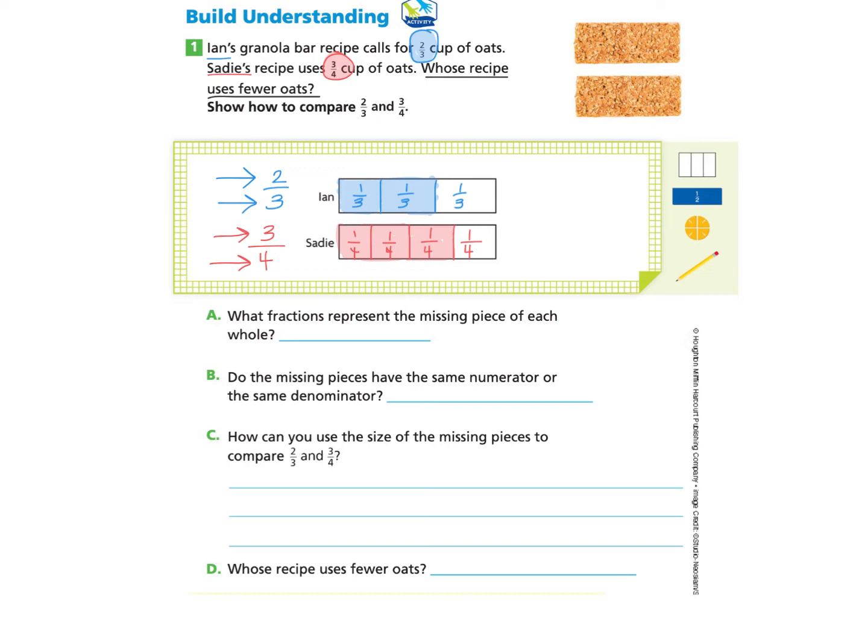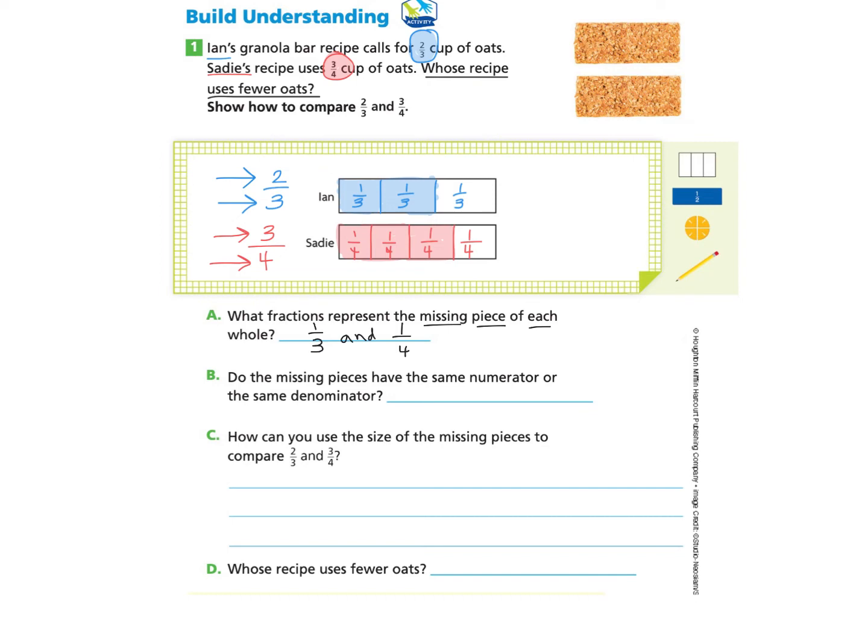Okay, now we can take a look at Part A. Part A asks, what fractions represent the missing piece of each whole? So remember, a whole means complete. If we were to fill in the rest of Ian's fraction strip, we would need to fill in this, the 1/3. If we wanted to fill in the rest of Sadie's, we would need to fill in the 1/4. So we can write what's missing is 1/3, that would be for Ian's, and 1/4 for Sadie.